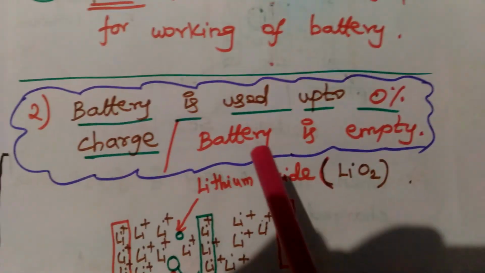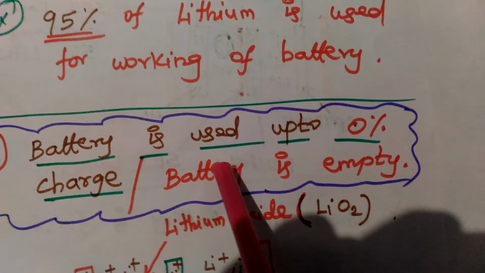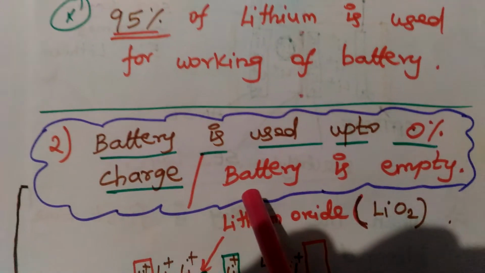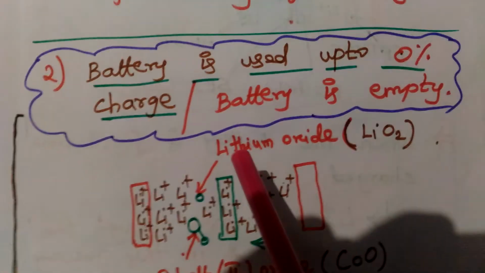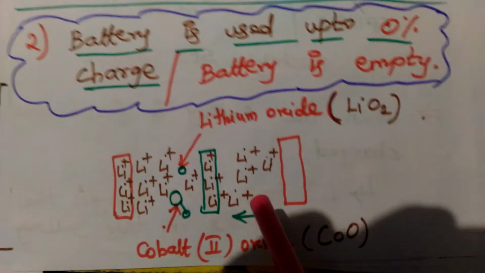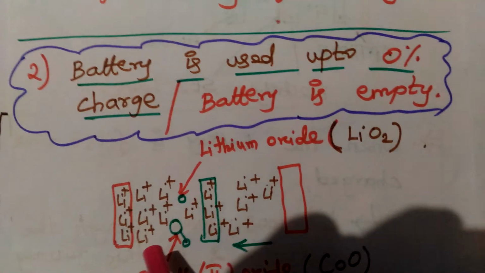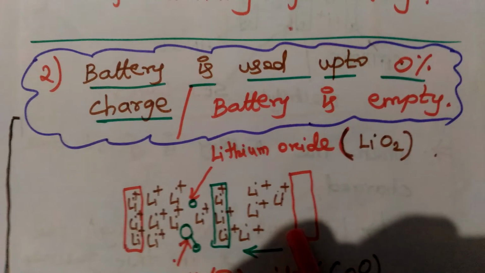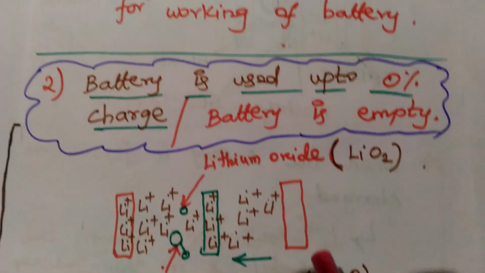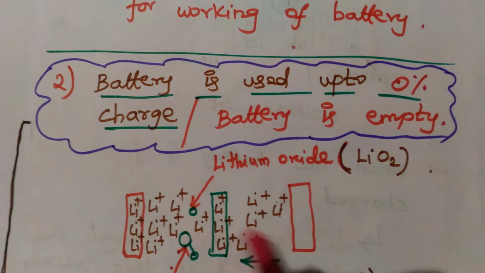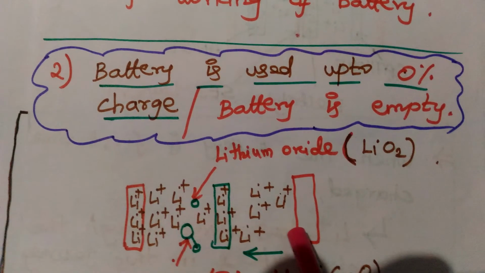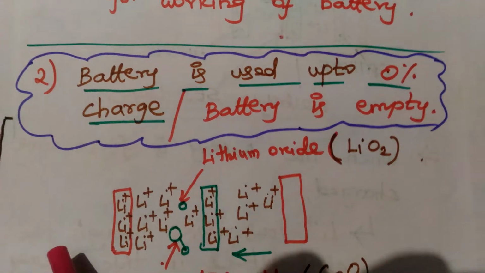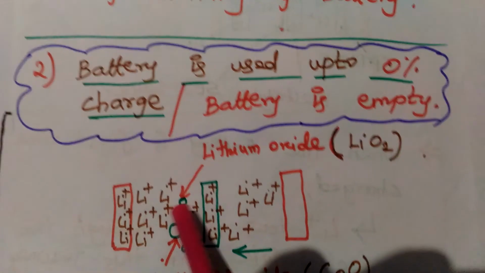And the second reason is that we use the battery down to 0% charge. Normally we use the battery up to 0% charge, and only after that do we charge the battery, right? So if you use the battery down to 0% charge, what will happen? I already explained in the last video that during the charging period the Li+ ions move from cathode to anode, but during the discharging period the ions move from anode to cathode. During discharging, if you use the battery down to 0% charge, the cobalt in that cathode consumes more lithium.